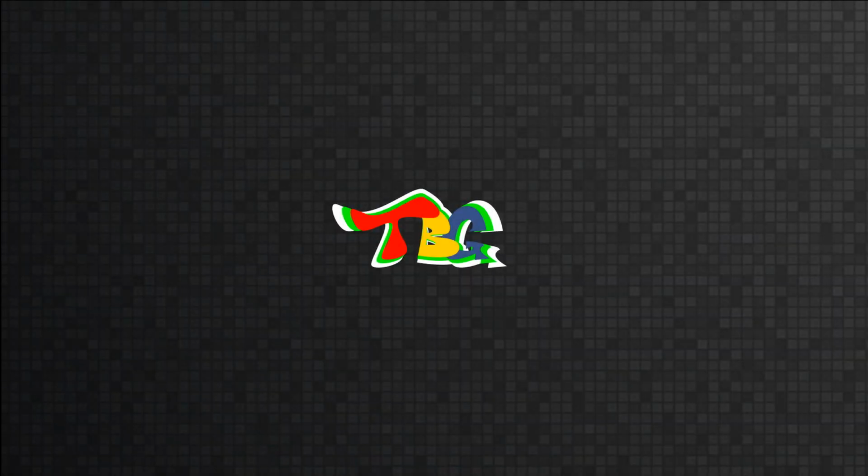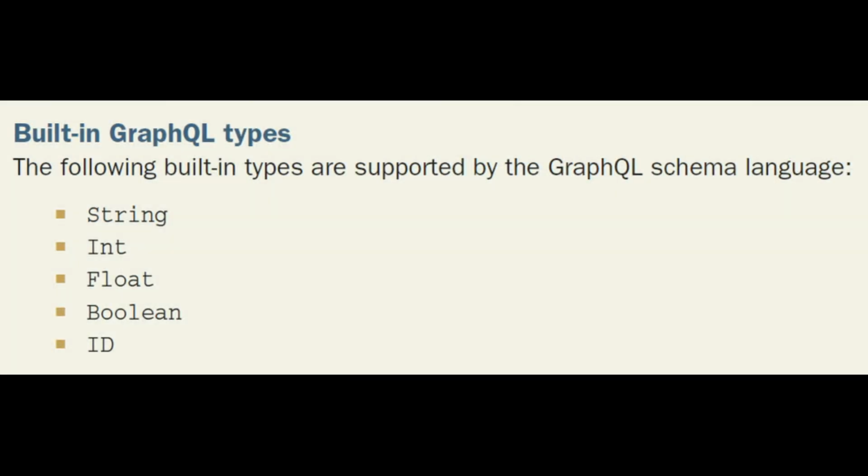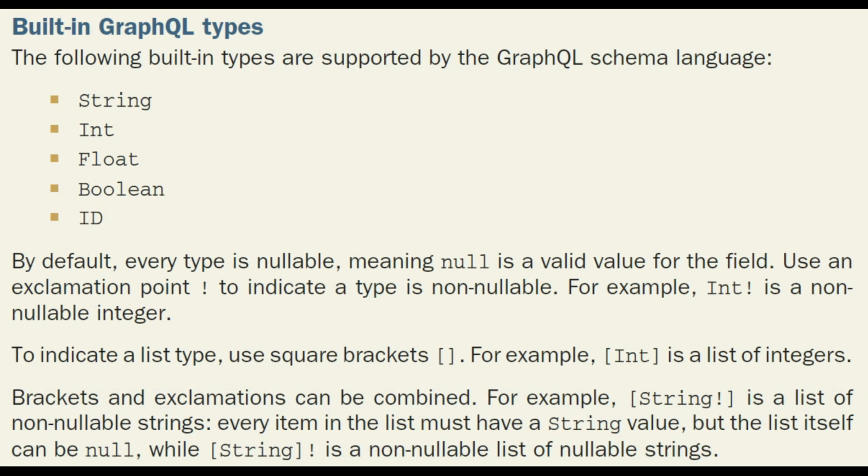The following built-in types are supported by the GraphQL schema language: String, Int, Float, Boolean, ID. By default, every type is nullable, meaning null is a valid value for the field. Use an exclamation point to indicate a type is non-nullable. For example, Int exclamation point is a non-nullable integer.